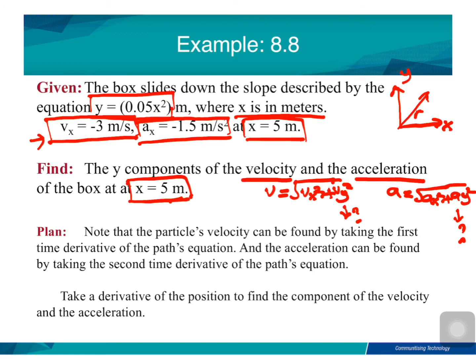So we have the position Y here, no problem. You need to differentiate it to get the velocity, and then differentiate the velocity to get the Ay. Understand? Okay. Next.